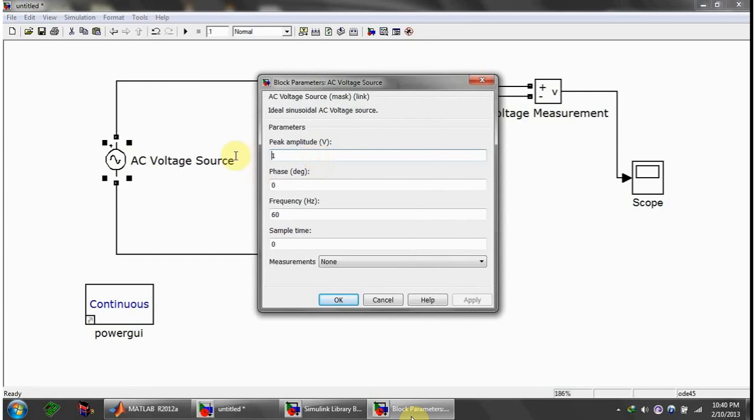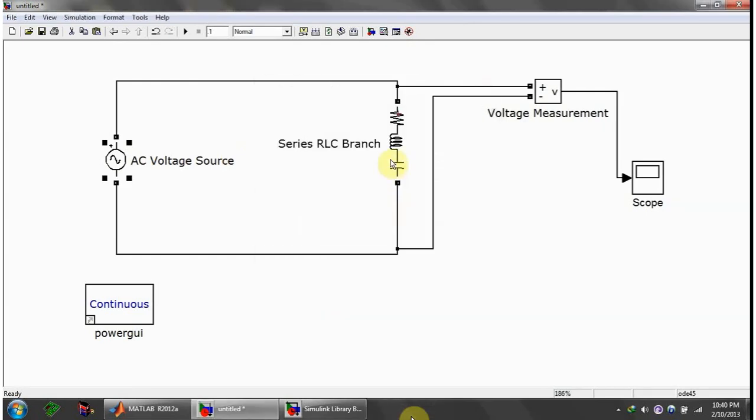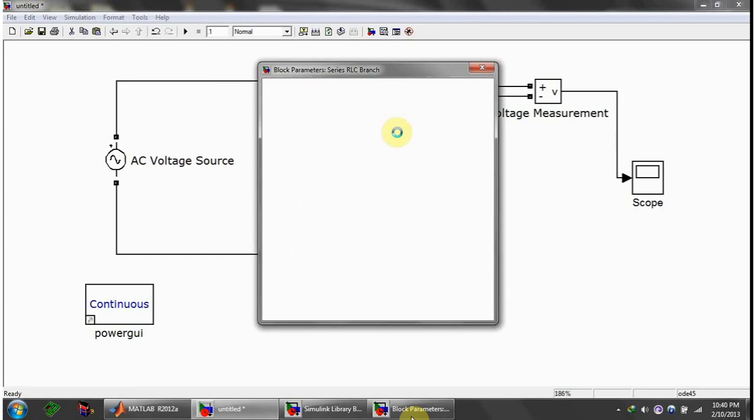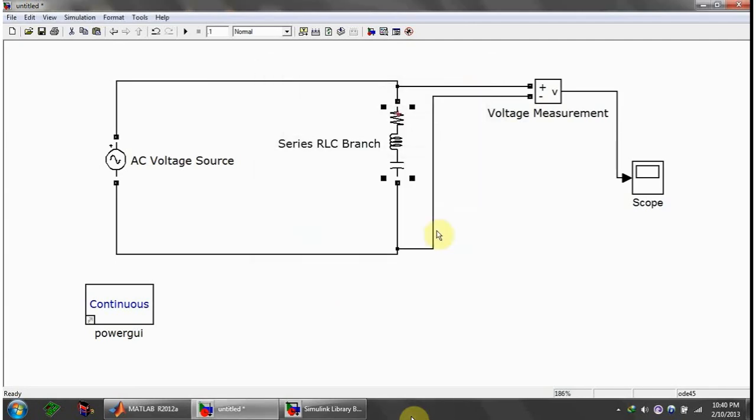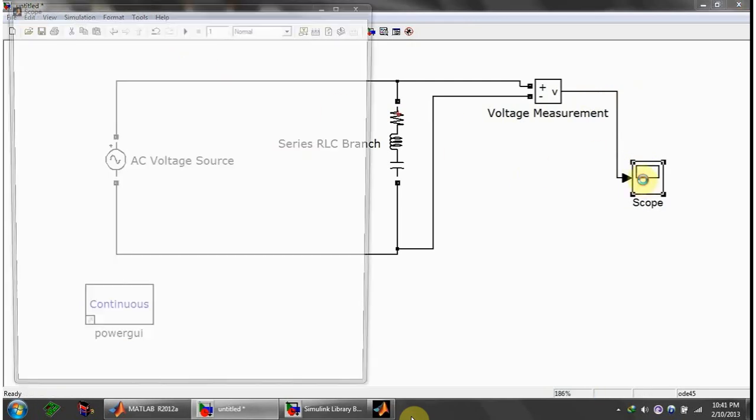Set the parameters, peak voltage of 1 volt, 60 hertz frequency is okay. Then we will add the most important thing, the values of resistance, inductance and capacitance as we did before. Now we will add resistance 2, inductance 1 and capacitance 0.5 farad. Put the voltmeter because we want to take the output from here. And then we will connect the output of the voltmeter to the scope to see the answer. Here's my time, 0.1 second, and let's see the wave.